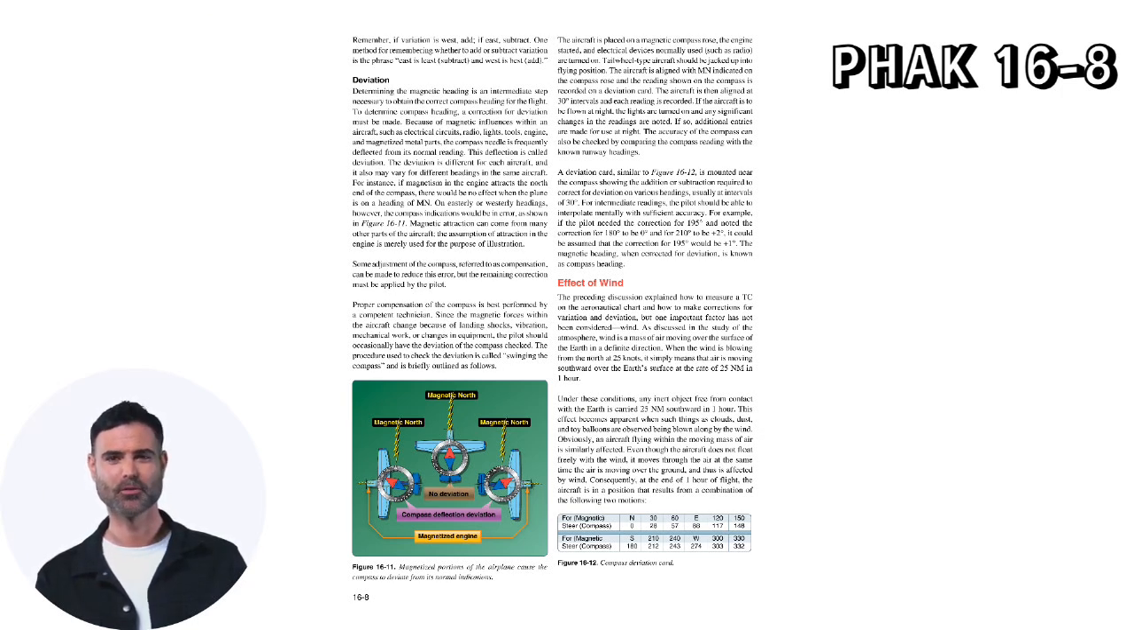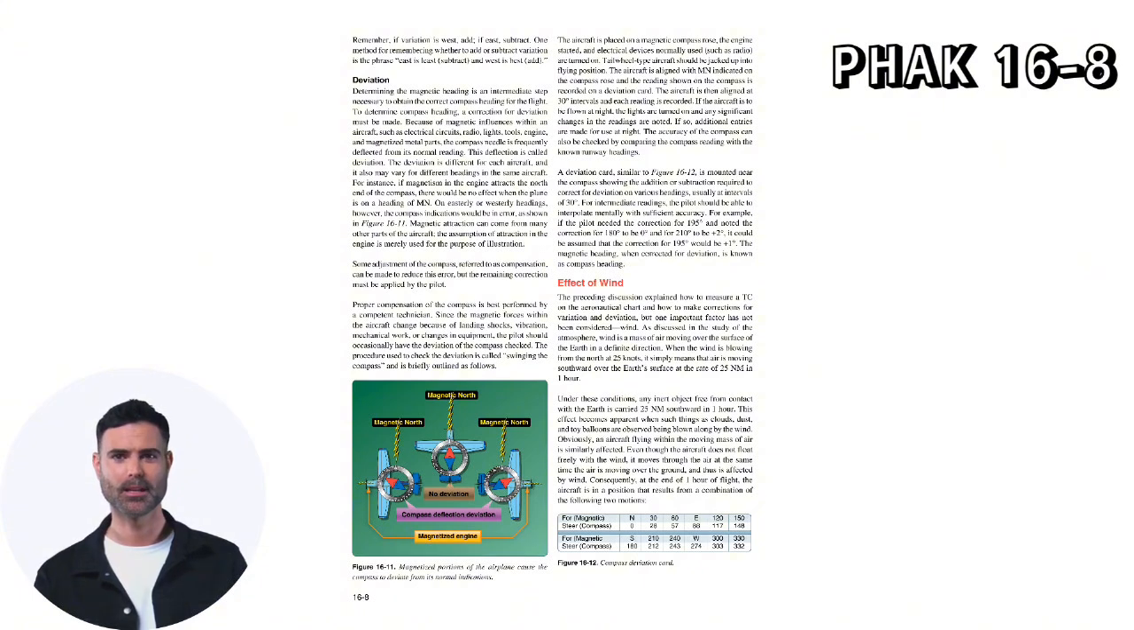If the aircraft is to be flown at night, the lights are turned on, and any significant changes in the readings are noted. If so, additional entries are made for use at night. The accuracy of the compass can also be checked by comparing the compass reading with the known runway headings. A deviation card, similar to Figure 16-12, is mounted near the compass, showing the addition or subtraction required to correct for deviation on various headings, usually at intervals of 30 degrees. For intermediate readings, the pilot should be able to interpolate mentally with sufficient accuracy.